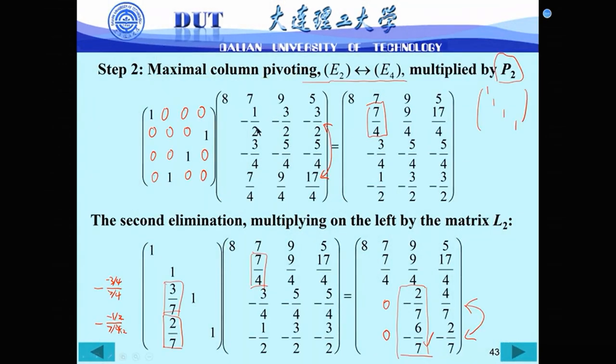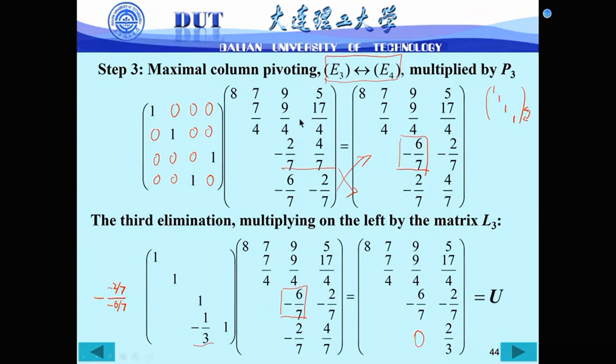Here, this is step two, right? So this is L1 P1A. Then we multiply P2 to obtain P2 L1 P1A. And we multiply L2 from the left side, so this matrix is L2 multiply P2 multiply L1 multiply P1 multiply A. Is it clear? Okay, continue. Step three, this is P3, right? This is L2 P2 L1 P1A. So we obtain this matrix by P3 L2 P2 L1 P1A.